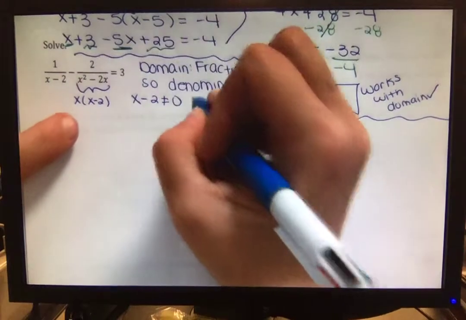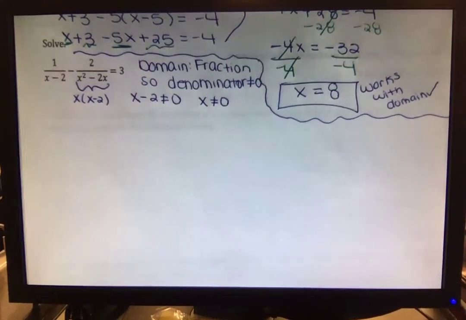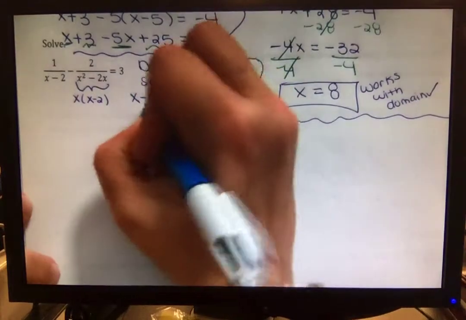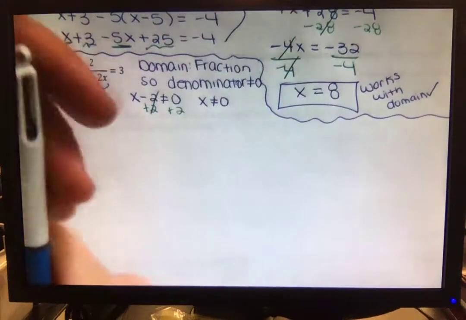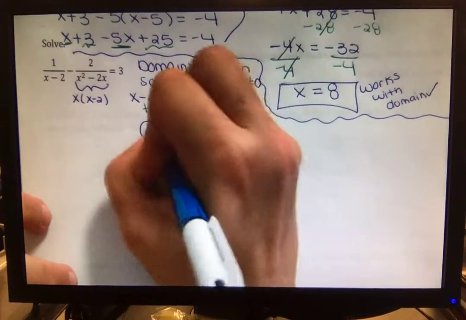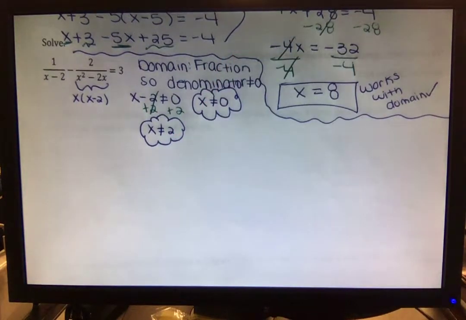So x minus 2 can't be 0. This x cannot be 0. X minus 2 is already there, so I don't have to write it twice. So solving each one, we get x cannot equal positive 2, and x cannot equal 0. It could be anything else, it just cannot be positive 2 or 0. So our domain's done. We'll come back to that in the end.